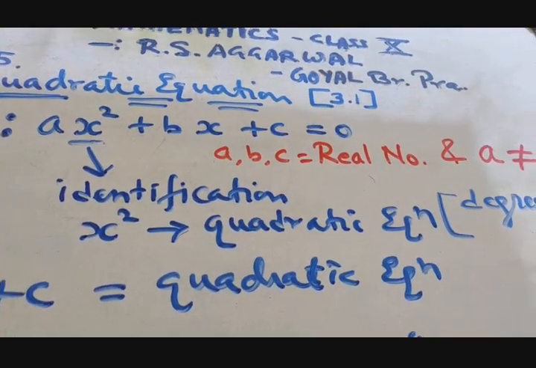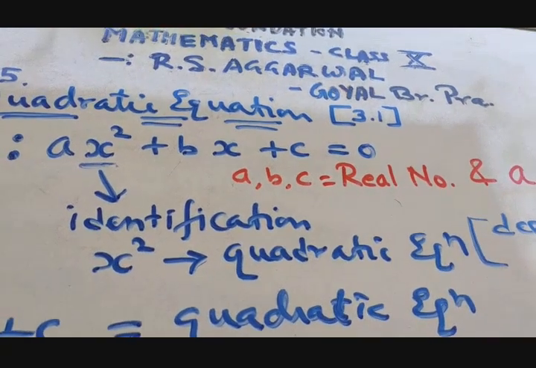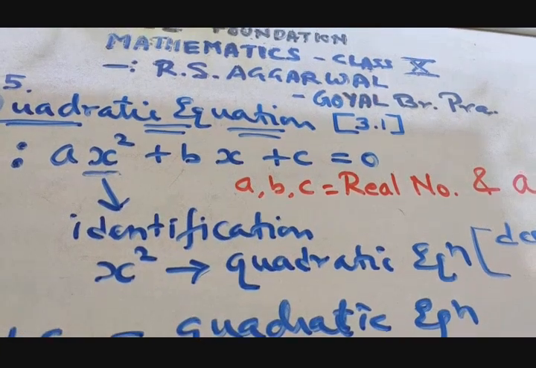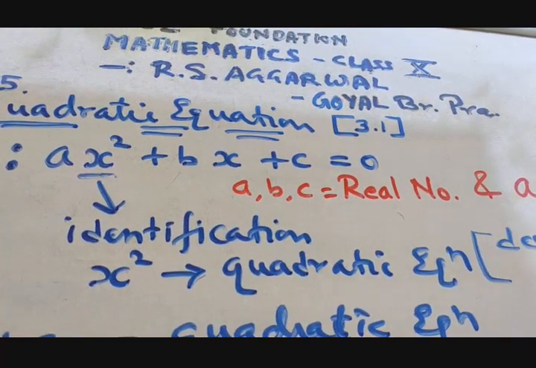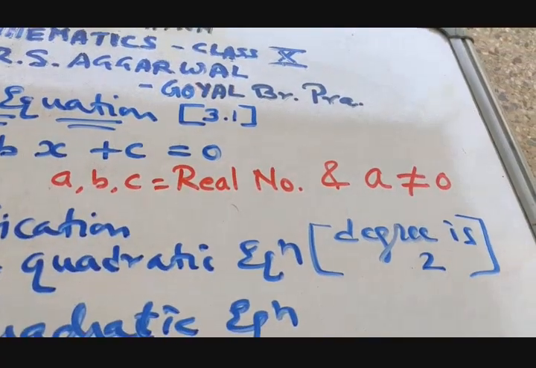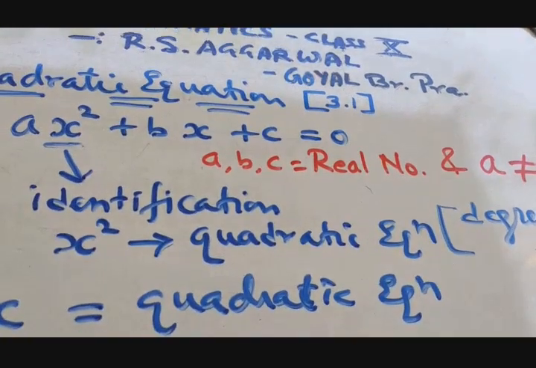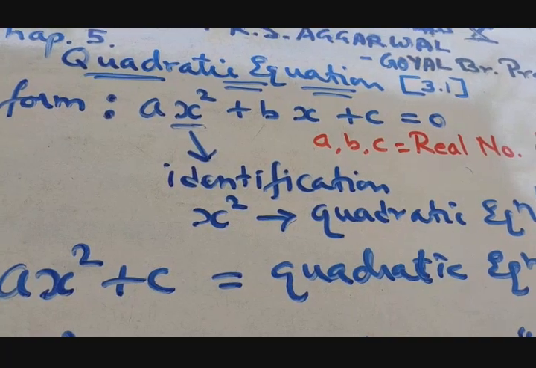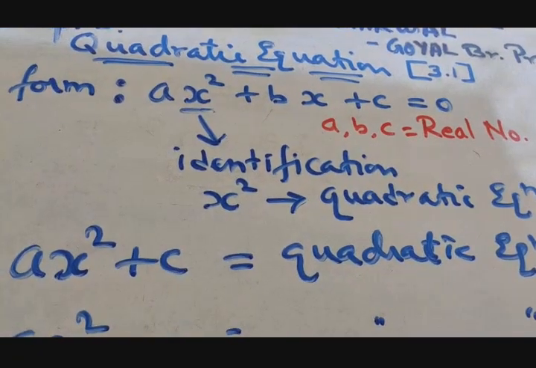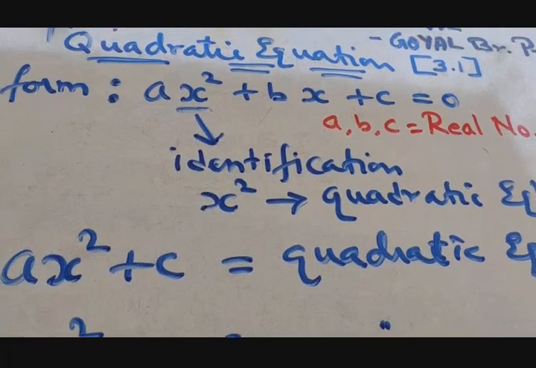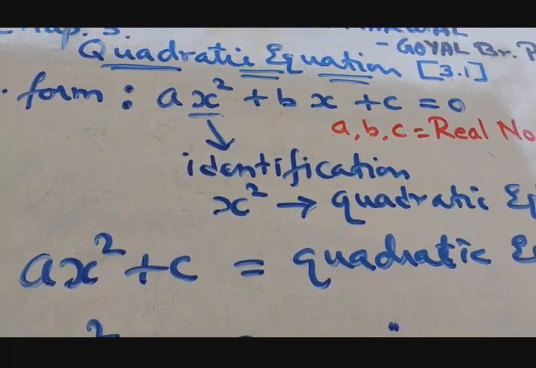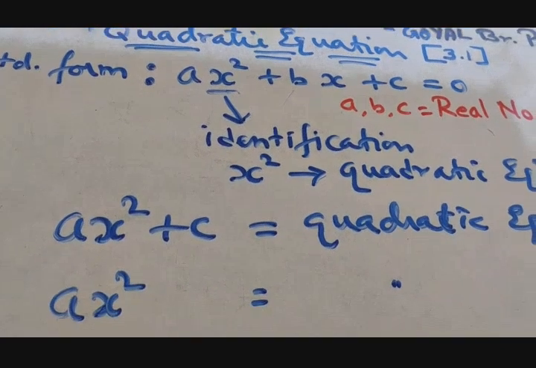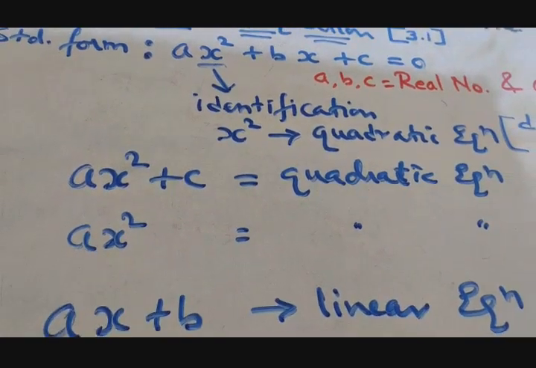How will you identify? Identification can be done with the help of x and its power. If the x power is square, then it is a quadratic equation. That means the degree of the equation is 2, then it is a quadratic equation. For example, ax square plus c is equal to 0 is a quadratic equation. Here bx is not given, but still it is a quadratic equation. Why? Because x possesses square. So if the equation has a square in it, then it is considered to be a quadratic equation.